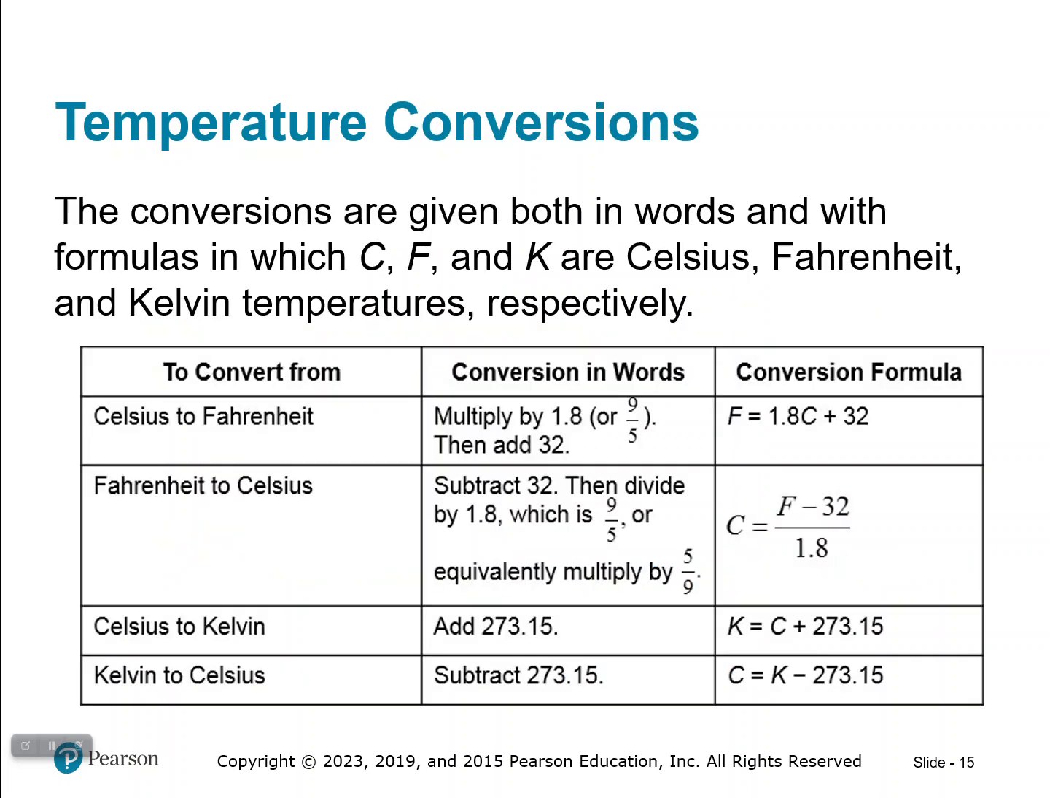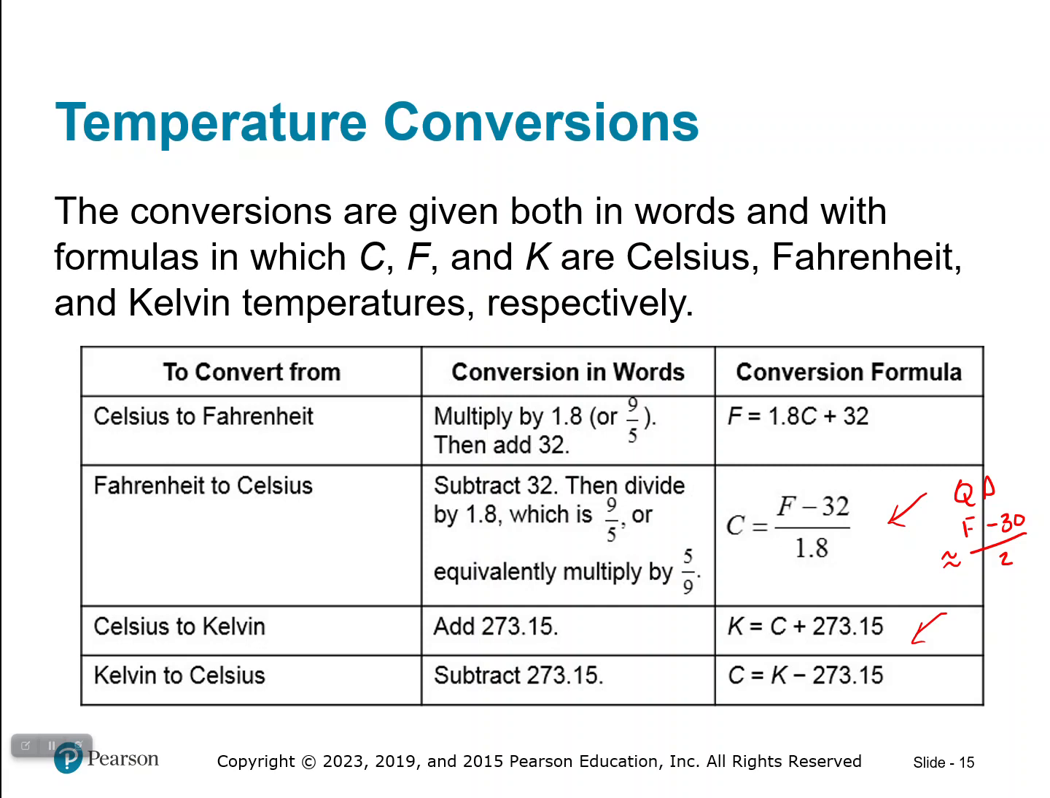All right, the conversions from Celsius to Fahrenheit, Fahrenheit to Celsius, and between Celsius and Kelvin are given in words and in formulas. I'm going to focus you in on this one and this one. If you have a Fahrenheit temperature, subtract 32, divide by 1.8. If you want it quick and dirty, I'm going to call this QD, you take the Fahrenheit minus 30 divided by 2, and that's the approximate Celsius temperature.